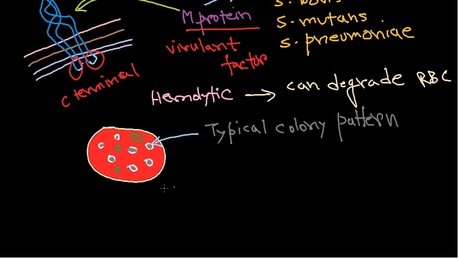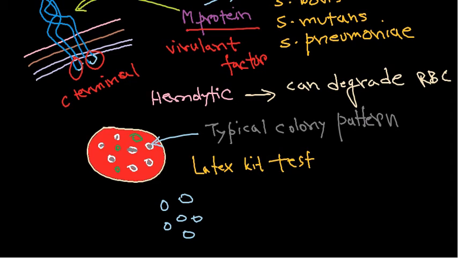So let me write. This test is called Latex Kit Test. Now with this Latex Kit Test, there are latex beads, or small latex particles. Now if we put the small latex particles along with the bacterial culture, and it is a Streptococcus, it will agglutinate those latex particles. So let me draw this structure for you. Let's say these are the latex particles, so we provide the latex particles there. Now we also provide the bacterial culture. So let me write, culture is also provided here.